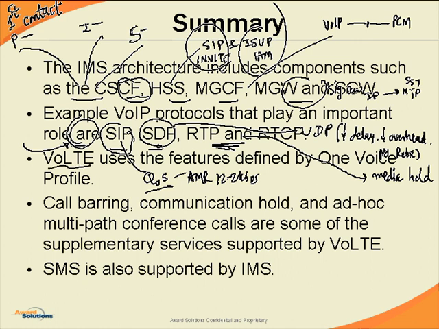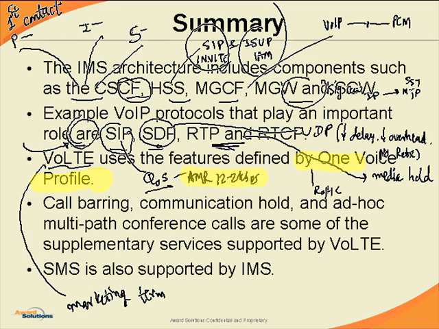We have voice over LTE. This is a marketing term basically, and it means that we are using the technical features defined by the so-called one voice profile. An example is already here, AMR 12.2 kilobits per second, header compression for compressing the IP headers, things like that. So everybody follows the one voice profile recommendations, and now we have interoperability between the UE and the network.